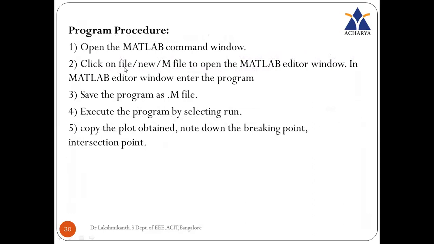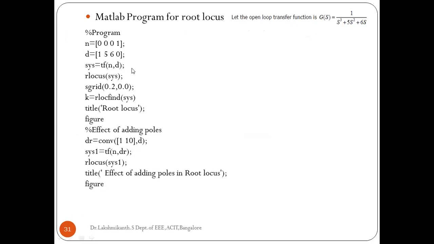The procedure for the MATLAB execution is: open the MATLAB command window and then the editor window, write the program, save the file as a .m file, execute the program by selecting run, and copy the plot obtained. Note down the breakaway point and intersection points. Next we will see the MATLAB code for the root locus. I have taken the transfer function as 1 over s cubed plus 5s squared plus 6s. For this particular transfer function, I am obtaining my root locus.